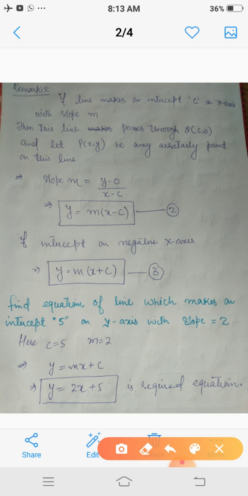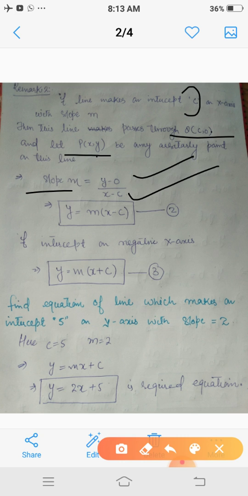Now similarly, if we consider intercept on the x-axis, then this c lies on the x-axis at a distance of c units from the origin, but on the positive side. Then the coordinates of this Q are (c, 0). Let P(x, y) be an arbitrary point, which implies that the slope of this line PQ equals (y minus 0) upon (x minus c), but the slope is m because it is given, which implies that y equals m into (x minus c). So y equals m times (x minus c) is the required equation of the line whose slope is m and making an intercept c on the positive x-axis.